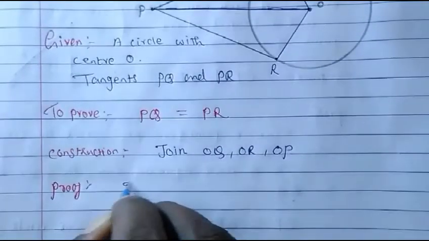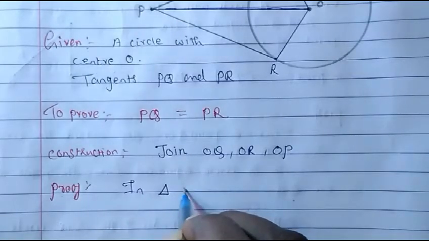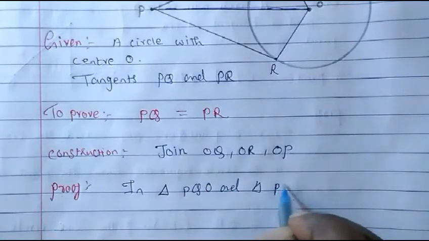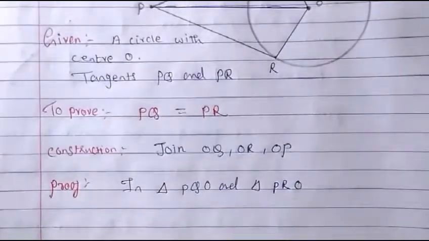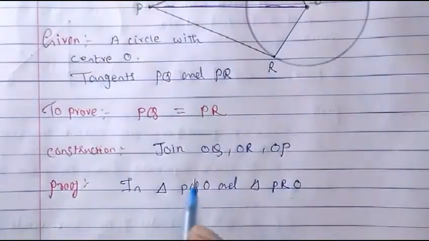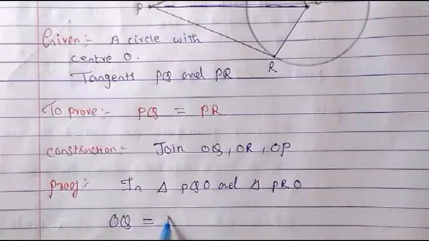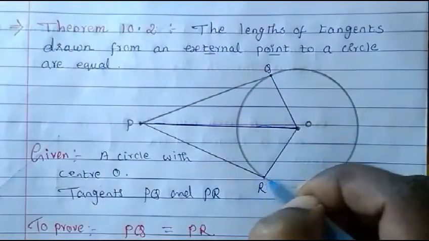Okay, proof. In triangle PQO and triangle PRO. Okay, so we have taken these two triangles, PQO and PRO. So in these triangles, OQ is equal to OR. Okay, this OQ is equal to OR.